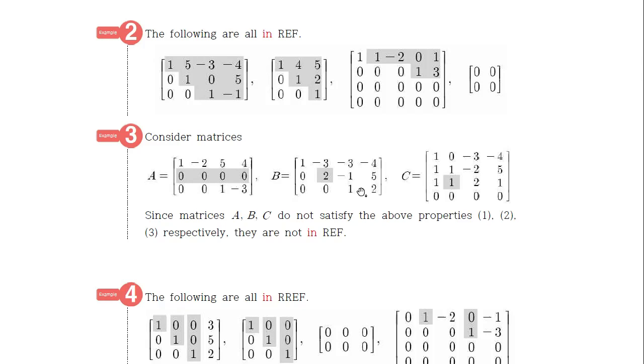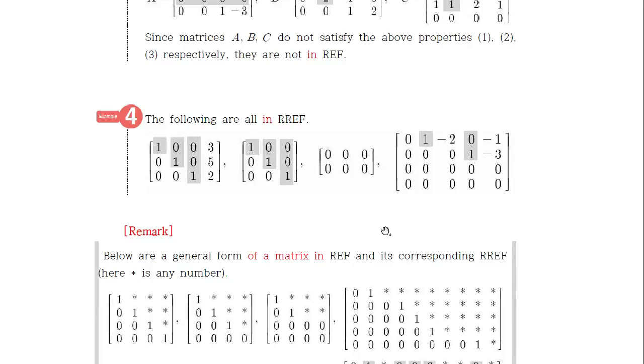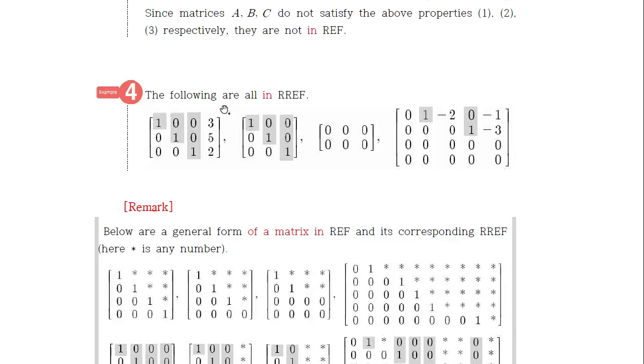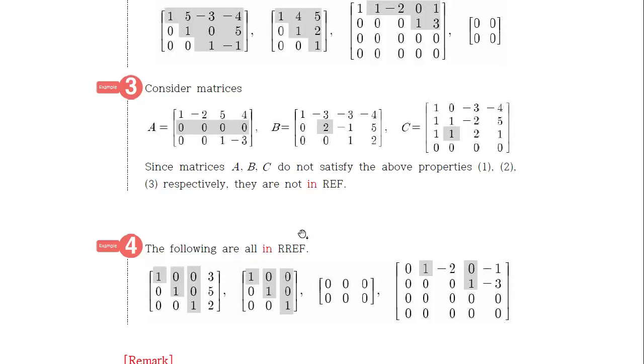So it's very easy to see. If you see the staircase, then the ones, the leading ones, are located there. Next, the following are in RREF, reduced row echelon form. This is in the REF form, and also above these leading ones are all zeros. So it satisfies the first condition. So it's in RREF. The entries above the leading ones are all zeros.